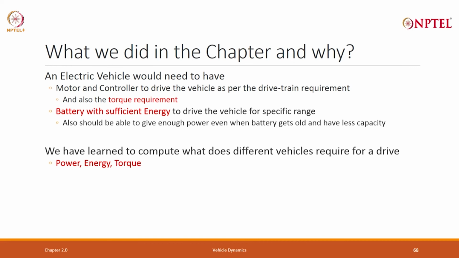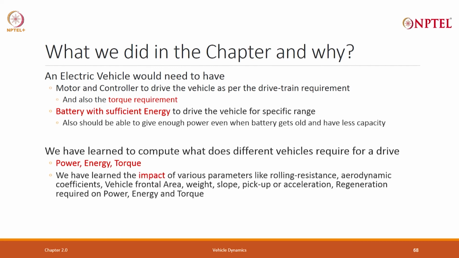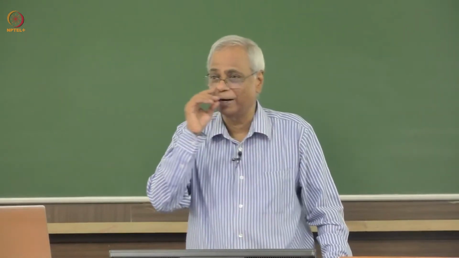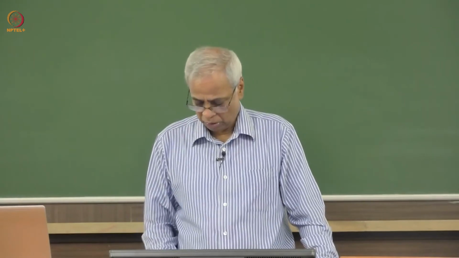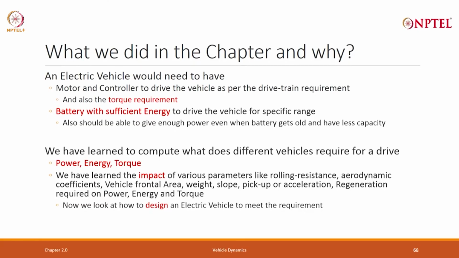We have learned to compute power, energy and torque for different vehicles at different speeds, and this is something that we will be doing more and more. We also learned the impact of various vehicle parameters like rolling resistance, aerodynamic resistance, vehicle frontal area, weight, slope, pickup acceleration, regenerative requirement on power, energy and torque, and all at different RPM. And we have touched upon, but not really covered, the impact of gear ratio, which I will do in the next chapter.